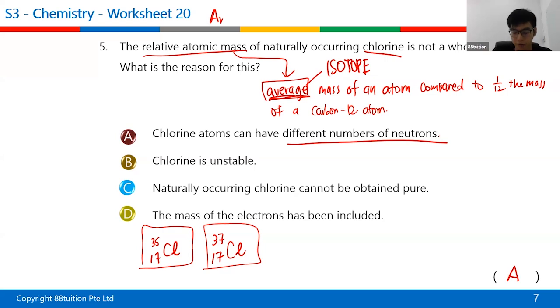Some students may pick D because they think electron mass is included, so there's a bit more. But do recall that electron mass is very negligible, so it doesn't really impact that much. It wouldn't be to a 1 dp kind of change.